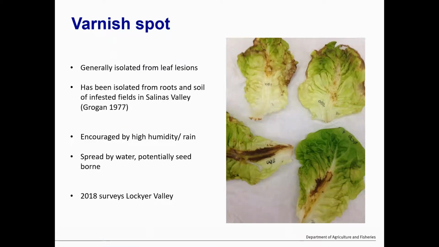Next up, we have varnish spot. This one I have seen a fair bit of, and we generally get it out of the leaf lesions that you can see here. Apparently, this has been isolated from roots and soil as well. In that case, foliar bacterial diseases don't generally survive in the soil particularly well. It's more about trash, infected trash from the last infested field.